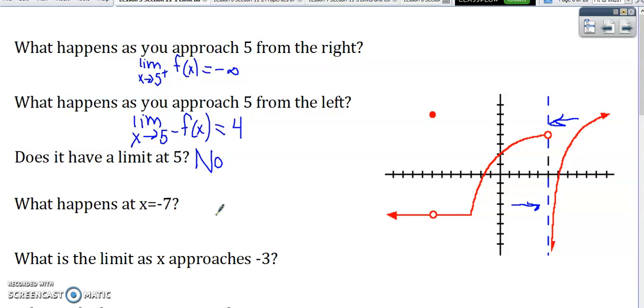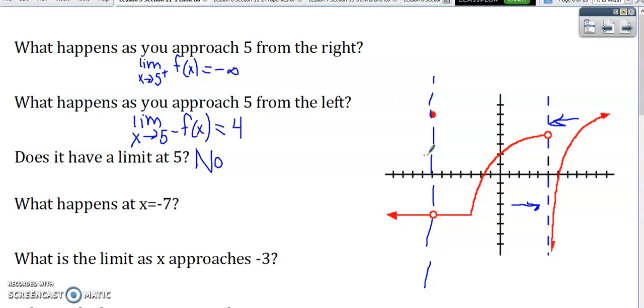So then this says what happens at x equals negative 7. So x equals negative 7 is here. If we want to think about this one, I'm using a mouse, so I'm sorry, that's not straight.